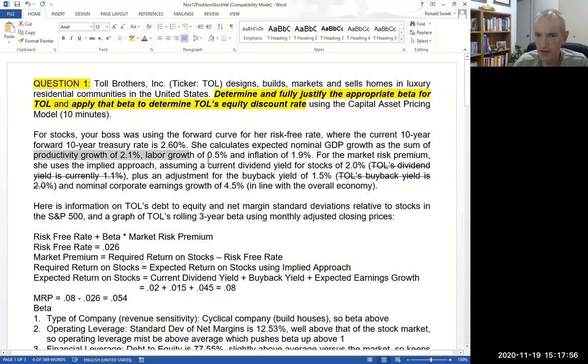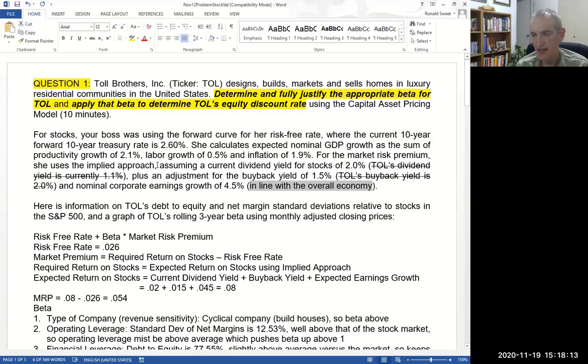We're using economic growth as a proxy, but if she tells you what she thinks corporate earnings growth is going to be, then do that. You can see here it's in line with the overall economy, so they're the same, but they don't have to be the same. Remember, historically, the economy's grown about 0.5% faster than corporate earnings have.